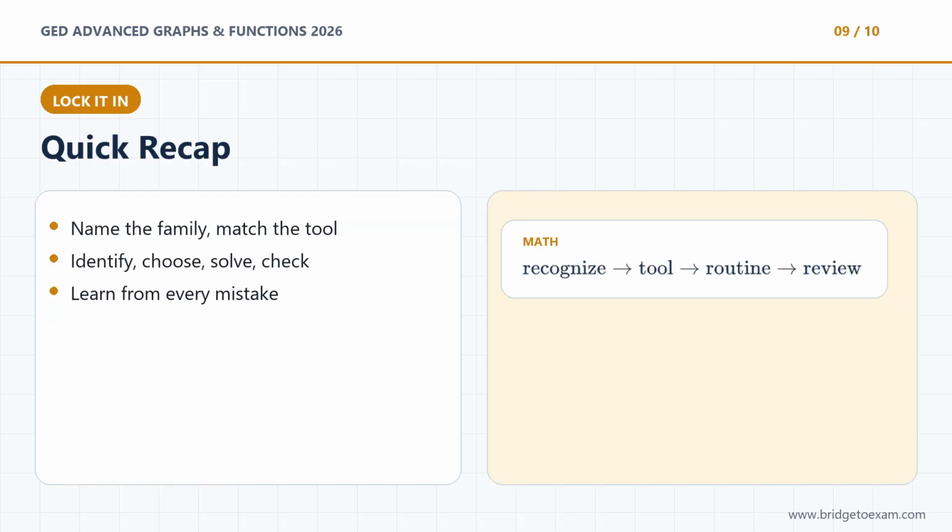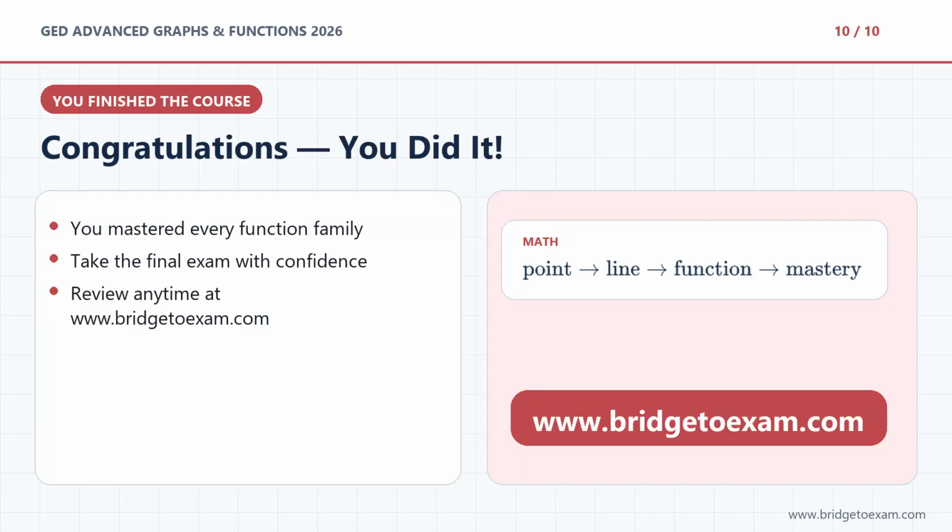Let's lock in the whole course. Name the graph family, match it to its tool, run the routine, identify, choose, solve, check, and keep a mistake log to turn every error into a lesson. You now have a complete, reliable system for GED graphs and functions. Be proud of that. Congratulations!